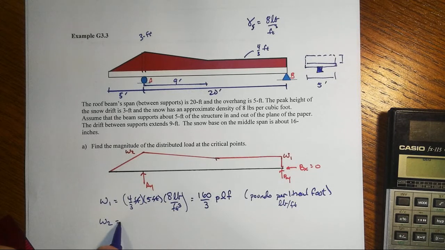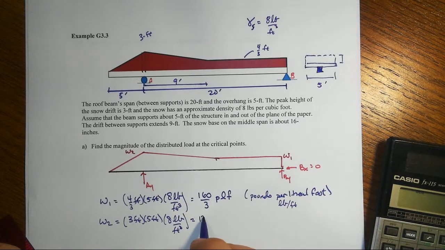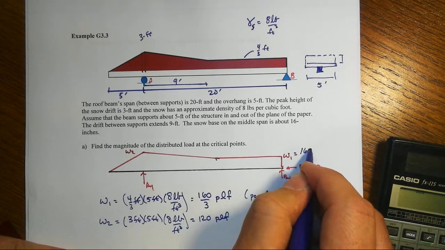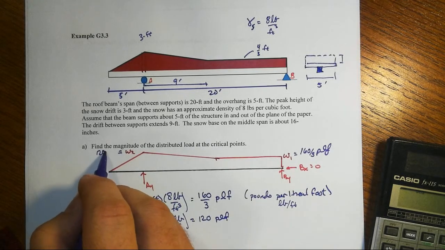W2 is our other peak, at 3 foot deep times 5 foot tributary width times 8 pounds per cubic foot for the unit weight. Now we get a little bit nicer number: 3 times 5 times 8, 15 times 8, 120 pounds per foot. Now that seems like less, but no, 160 divided by 3 is about 53 compared to 120 in the intensity. So W1 is 160 divided by 3 PLF, and W2 is 120 pounds per foot.